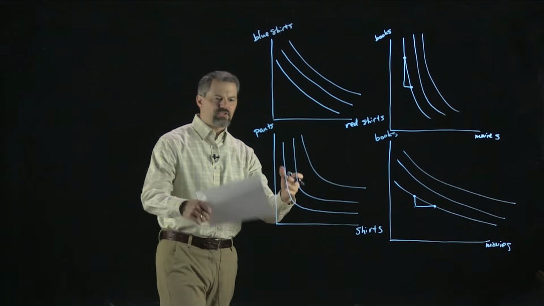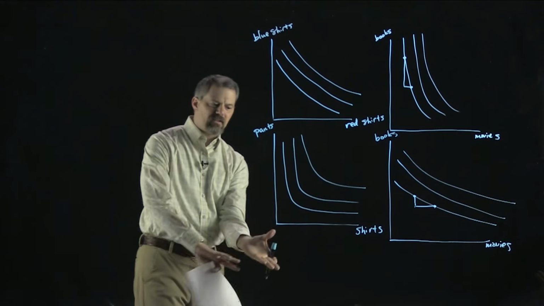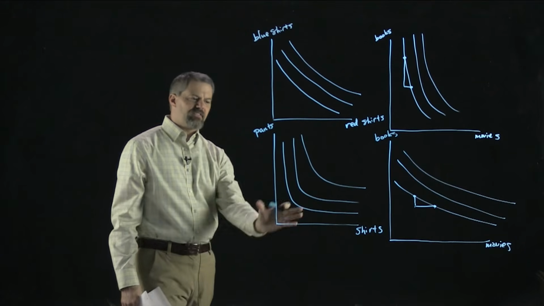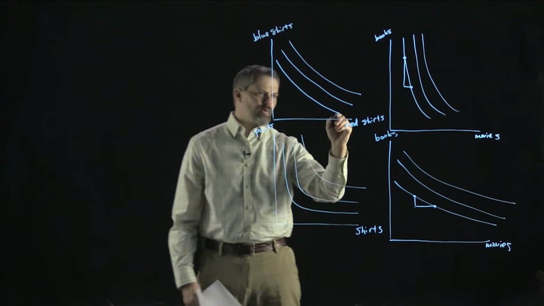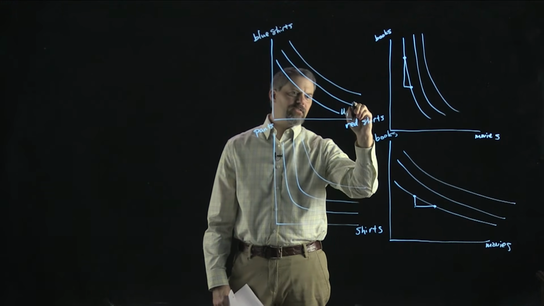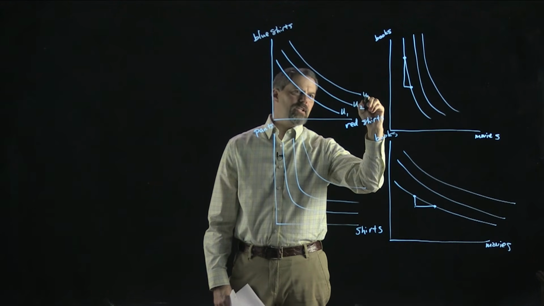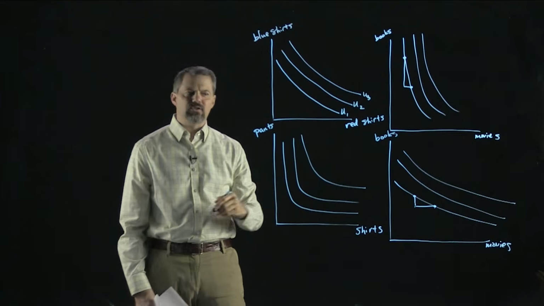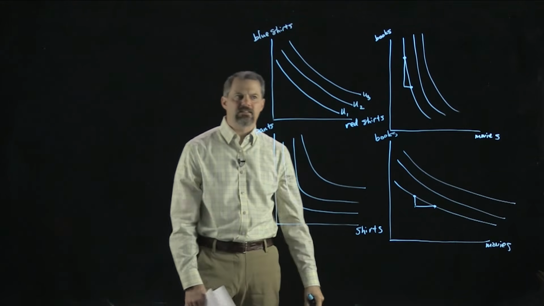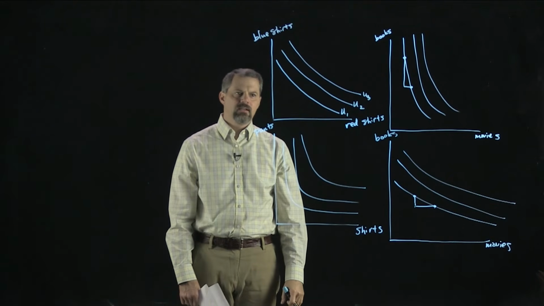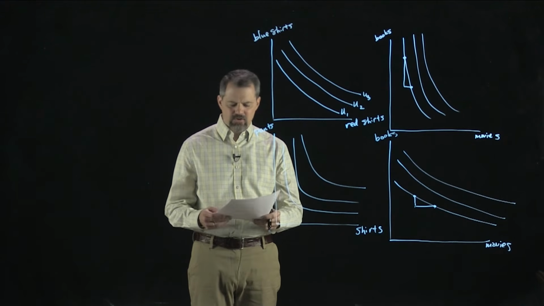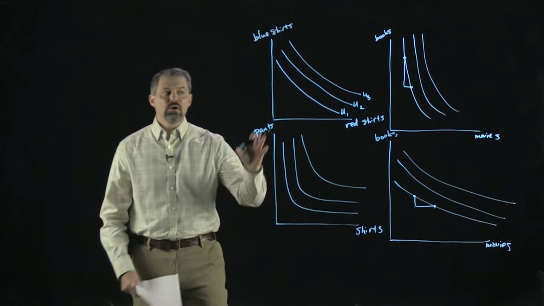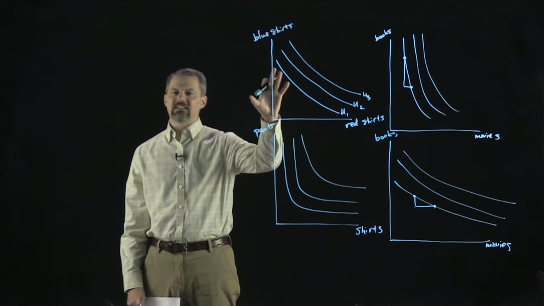Now notice those are still downward sloping, they're convex to the origin, but they've got a lot more curvature than these indifference curves. We still would say that indifference curve U3 corresponds to the highest level of utility. All of the usual things still pertain, but the curvature tells us about how complementary the goods are. Let's talk about perfect complements and perfect substitutes.